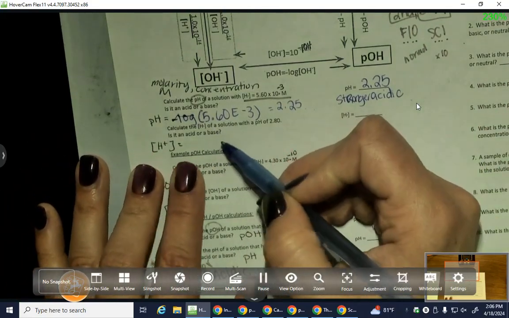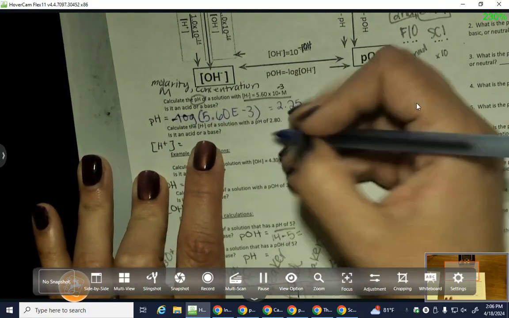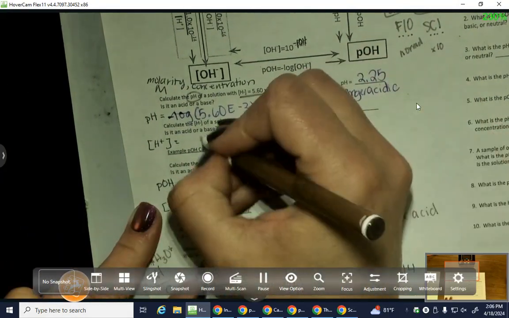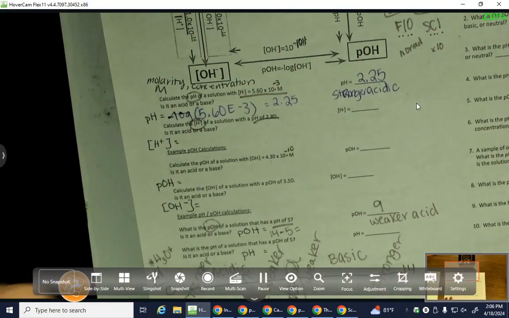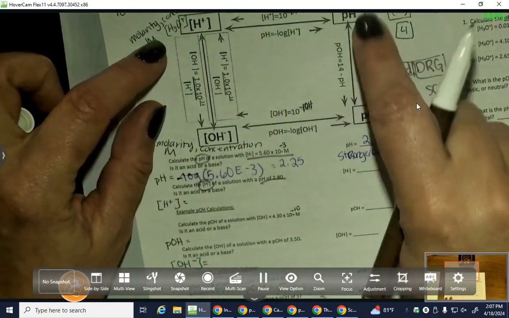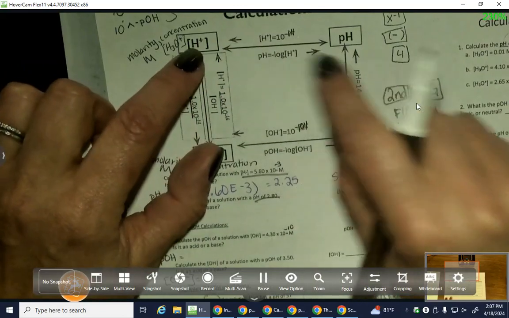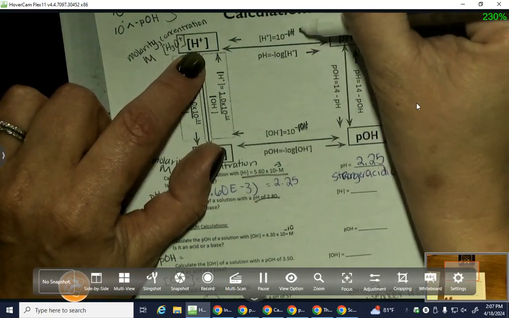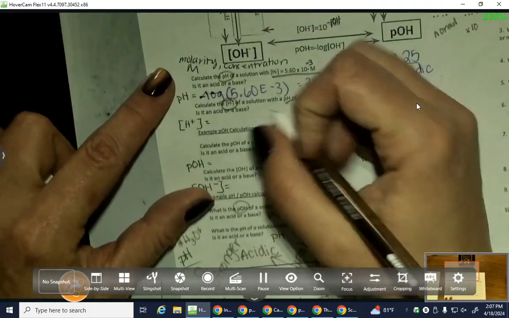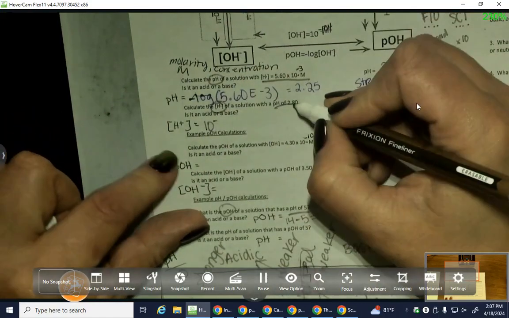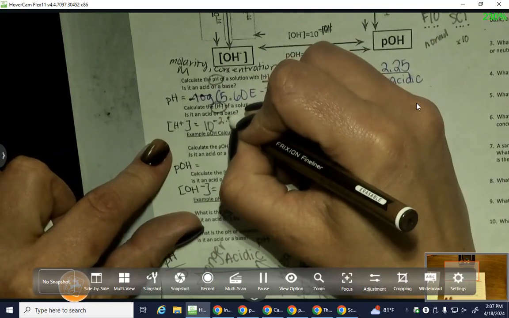Okay, next one. Calculate the H concentration of a solution with a pH of 2.80. So we have 2.80 given to us, and we're calculating for the hydrogen concentration. We're going to look up here at the top. We're starting at pH, going this direction because we're heading to the H, so we follow the arrow that way. We have 10 to the negative pH. So we're going to type in 10 to the negative, and then our pH, which was 2.80.